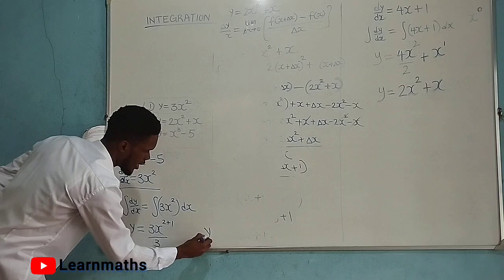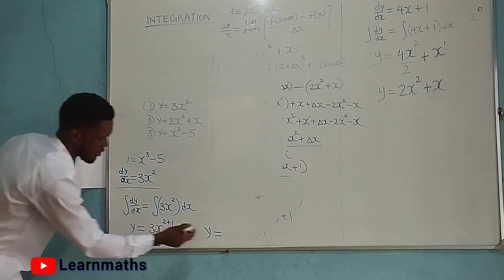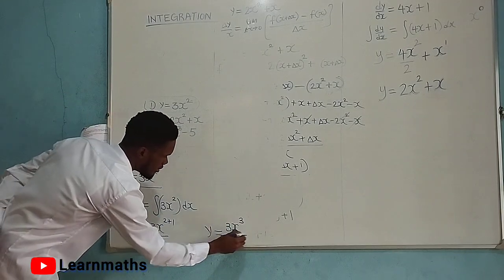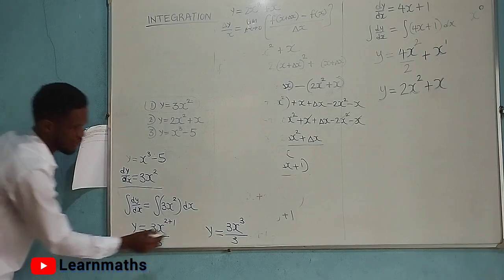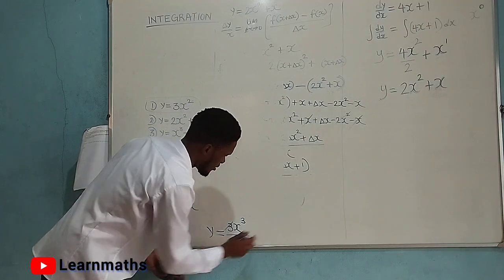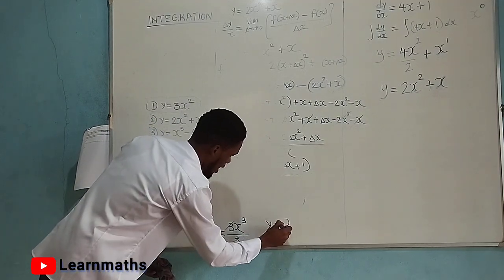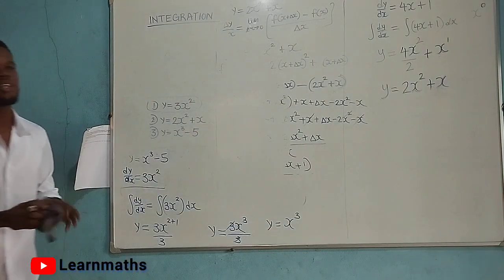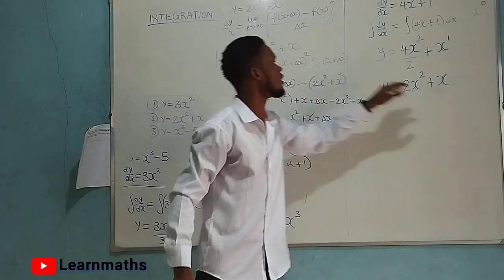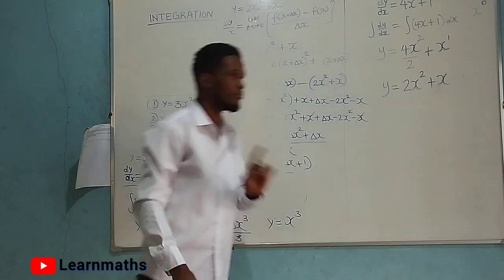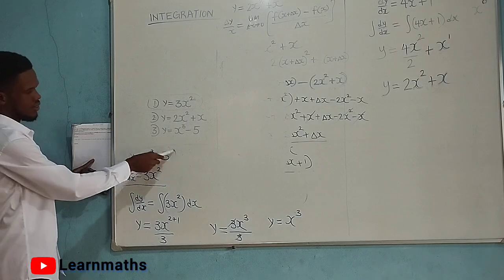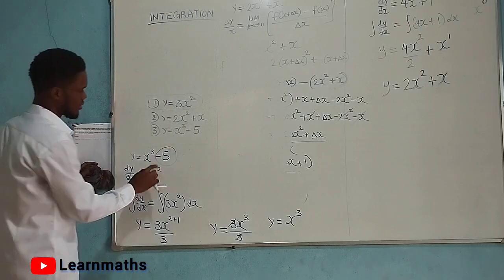So what's going to be the final answer? y is equal to 3x raised to the power 3 divided by 3, right? So this 3 is going to cancel this 3, and our final answer is going to be y equal to x raised to the power 3. By now you should spot the difference. For the other integration, we got the exact value for the original function, 2x squared plus x. But now, see what we're getting. We're getting just x raised to the power 3. We're not getting the constant, right?